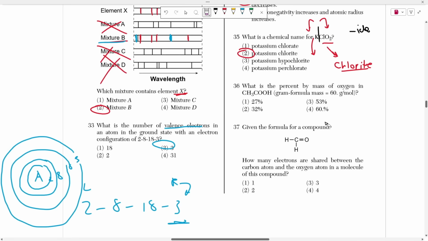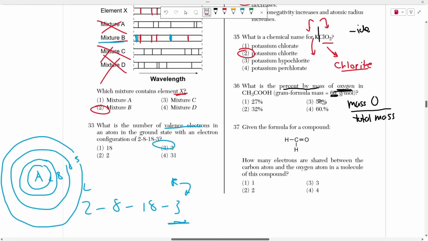Number 36 asks us, what is the percent by mass of oxygen in CH3COOH? All right, so whenever we're looking at percent by mass, it's a simple formula. We're going to do the mass of the thing we're finding divided by the total molar mass of this substance. All right, so in this case, they're asking us for the percent mass of oxygen. So here in the numerator, we're going to use the mass of what we're finding. So we're finding the percent mass of oxygen. So we're going to have the mass of oxygen divided by the total mass, which they told us was 60 grams per mole.